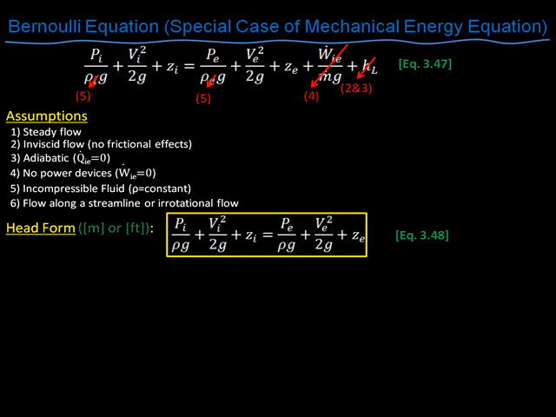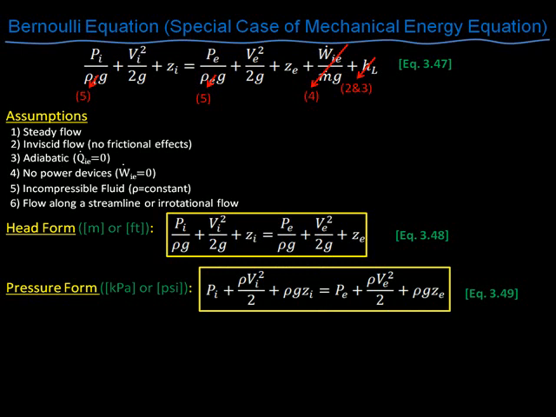Now if we multiply all these elements by the density and acceleration due to gravity, we get Bernoulli's equation in the pressure form. And the units, therefore, of each term is kilopascal, or psi if you work in English units. And this is the most common form of the Bernoulli equation. So this is equation 3.49, and let's break down each one of these terms.